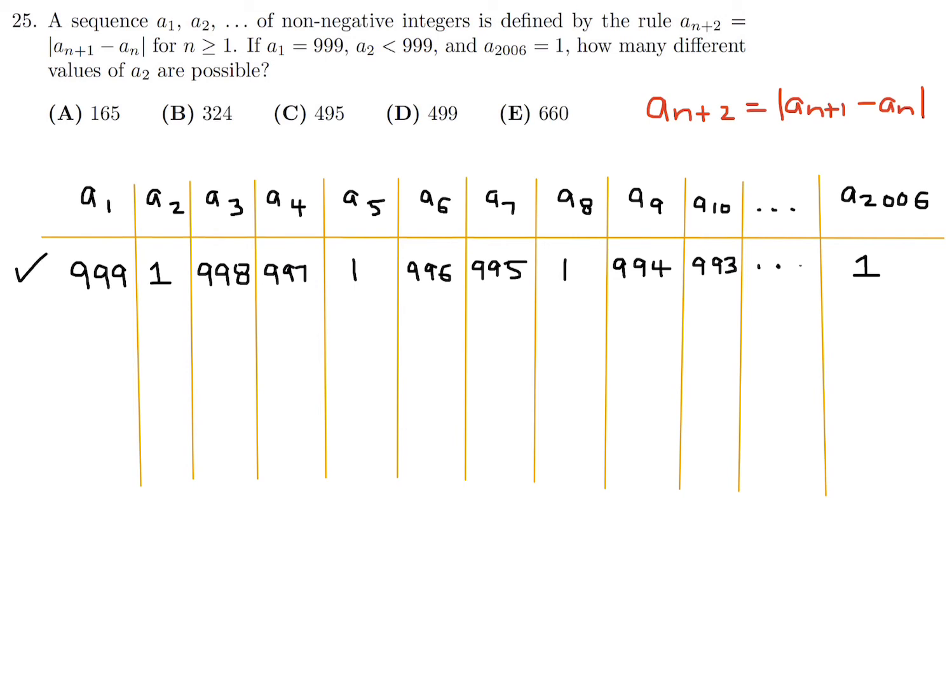And in a very similar way, you can make a table. I'll leave it to you to make this big long table. When they make this table, they conclude that a2 must be odd. The other thing they conclude is that a2 can't be a divisor of 999.